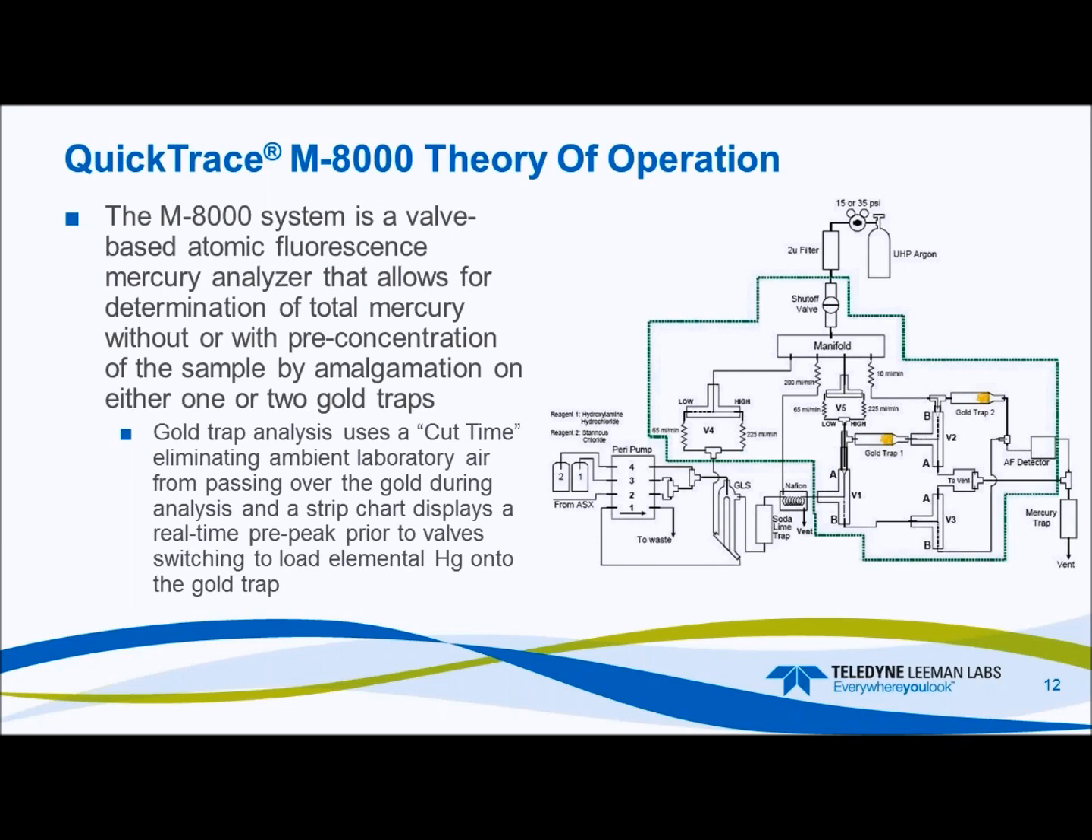There's a lot of mercury in the air. Outside, it's like 2 to 5 nanograms per cubic meter. Inside air, it can be up to 35 nanograms per cubic meter. So it's a fair amount of mercury within the air, and we don't want to put that on the gold trap. That will help us get real numbers for what actually is in the sample and not in the environment. So it keeps our system more in control. That's a little bit about the cut time in the gold trap, and there's more of that in the manual.